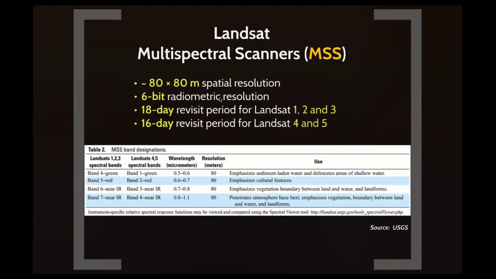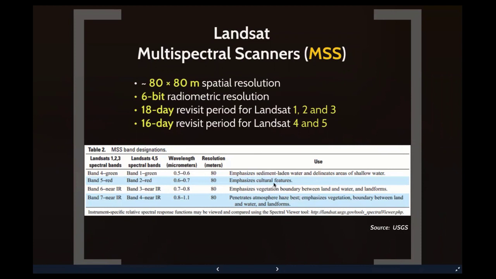recorded by the sensor. In fact, the MSS has a 6-bit radiometric resolution, and for Landsat 1 to 3, it has an 18-day revisit period, the temporal resolution. And you can see for 4 and 5, it is 16 days, the same as Landsat 8. So in general, the temporal resolution has stayed pretty much the same. And also here I'm attaching the information from USGS.